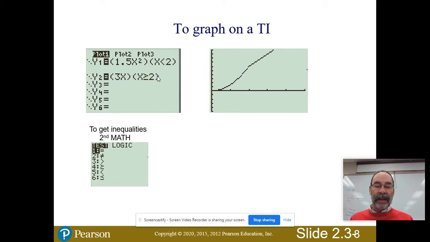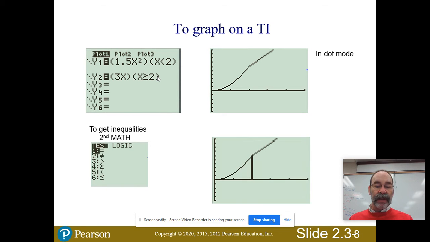So you should get this if you are in the dot mode. So press the mode button and go down and then over to dot. This is what we get. So does it look like it's continuous? Yes, it does. Now, if you are in connected mode, you're going to get this right here. Okay? Which is really not what we really want. Okay? We don't want that vertical line that we have right there.